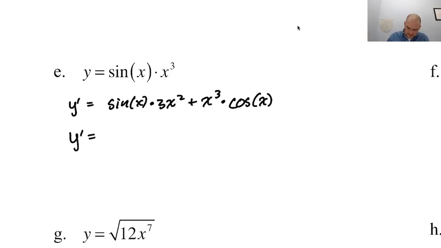So y prime is, I mean, you can take out x squared. I don't know how useful that is. Get 3 sine of x and then plus x times cosine of x.